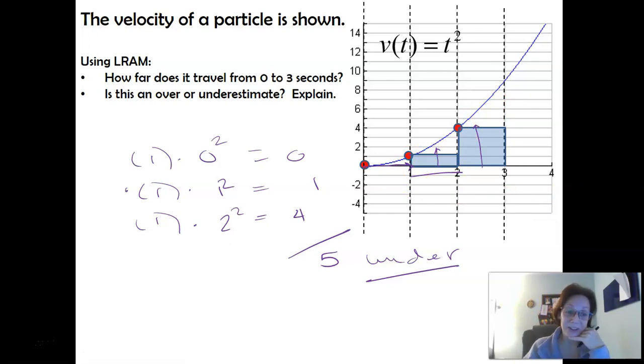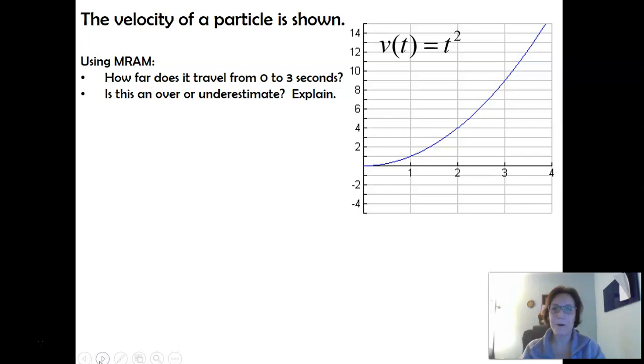I'll bet MRAM can give us a better answer. MRAM to the rescue. All right, MRAM, I'm so glad you're here. Okay, so MRAM gives us a better answer, but I will say this. MRAM can be a little bit of a pain in the butt because you have to find the middles of all the intervals. And in this case, it's not that bad, but sometimes it can be a pain in the butt. It usually involves fractions, which everybody loves, but you know, it's whatever.